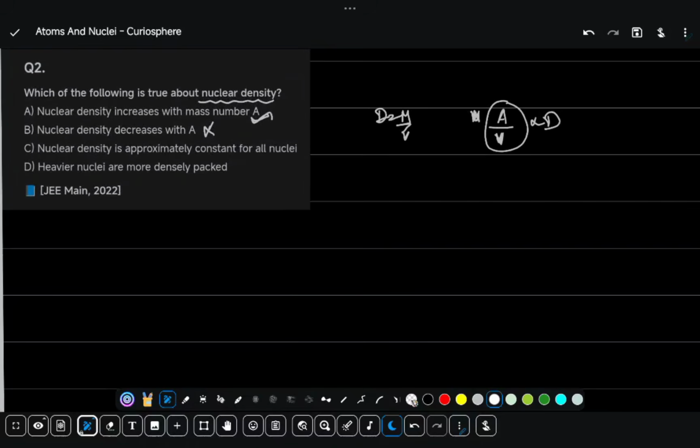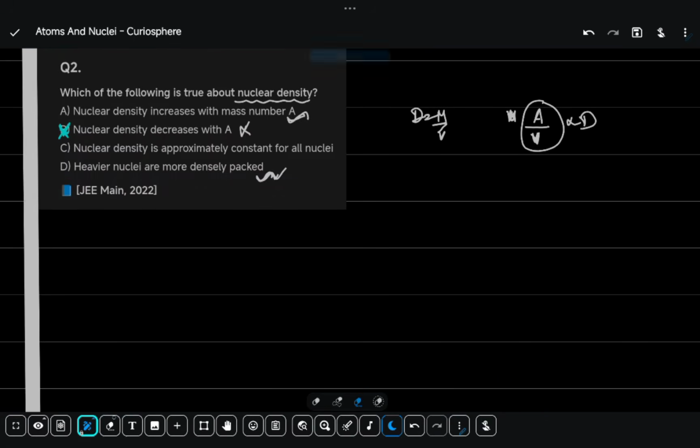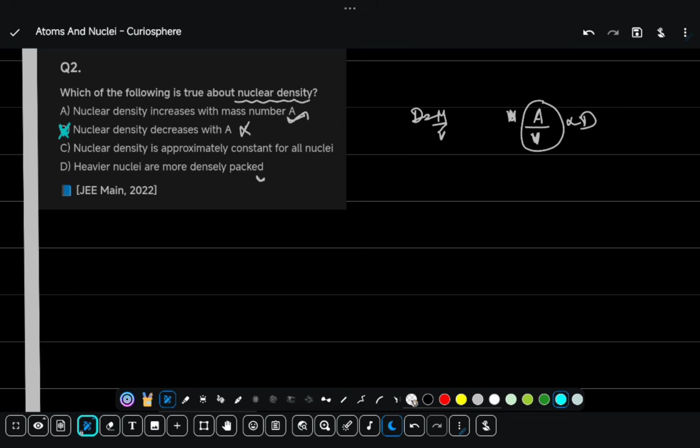Heavier nuclei are more densely packed. This also seems to be true, right? This also seems to be true. Now, by intuitive way, we are able to rule out only option B. So now our intuition doesn't work properly. So we should go back to the formula. Using the formula, we need to do it.